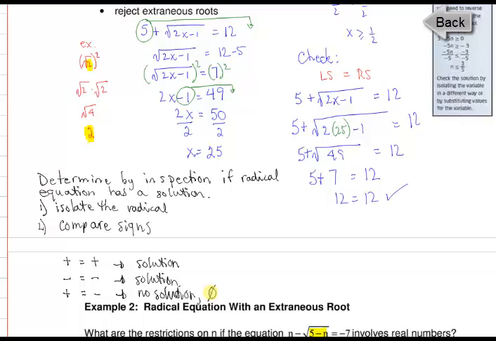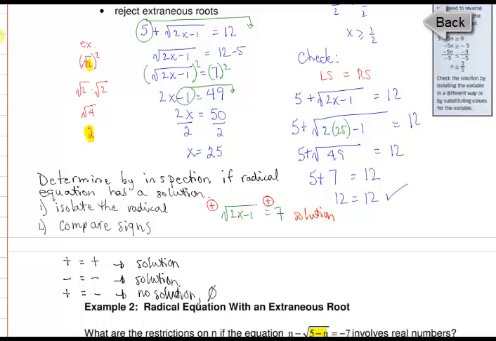So let's take a look. We're going to use our example from number 1. We're going to go to the step where our equation was isolated, okay? So we had the square root of 2x minus 1 equals 7. That's where we isolated our radical and we bring it down here. Notice that both sides of the equation are positive. A positive number can indeed equal a positive number, so this one has a solution.